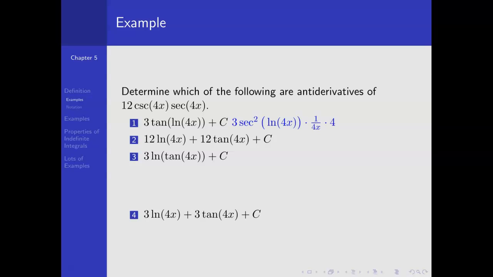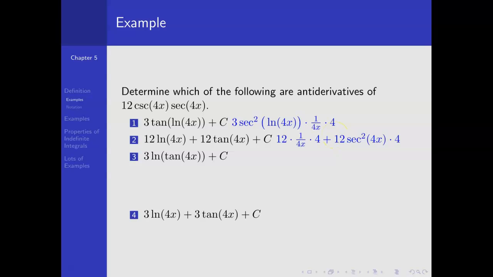And we're going to get 3 times secant squared, that's from the derivative of tangent, natural log of 4x, that's leaving the inside part alone from the chain rule. Then we need the derivative of natural log of 4x, that's our 1 over 4x, but again, using the chain rule, we have to multiply by 4. That is not going to be our antiderivative.